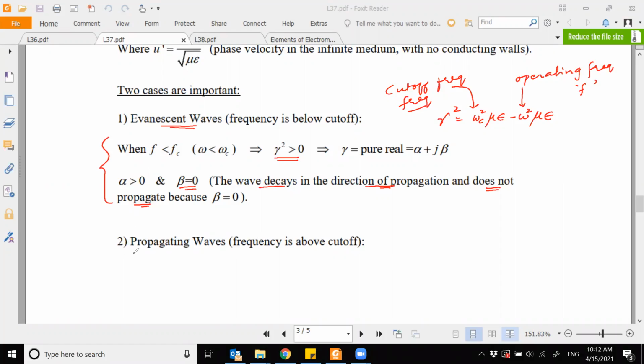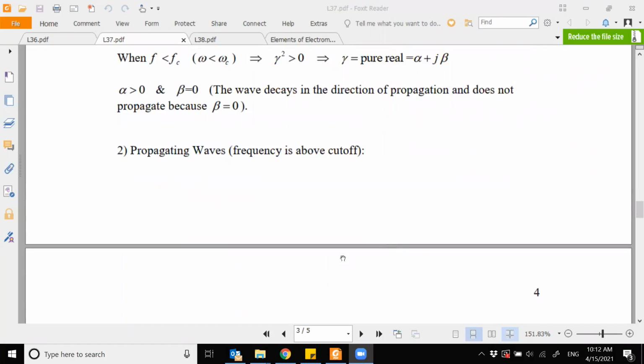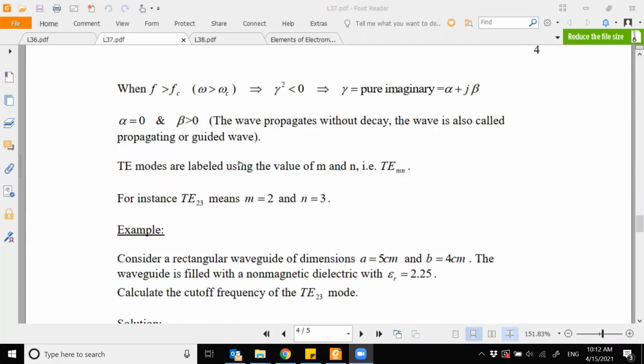The second one is propagating waves. What do you mean by propagating waves? These are the waves which are above the cutoff. That means the frequency of operation of my electromagnetic wave is greater than the cutoff frequency. So in this case, gamma square becomes less than 0, because gamma square is omega c square mu epsilon minus omega square mu epsilon. So it becomes pure imaginary. In this case, alpha becomes 0 and my beta, which is my imaginary term, is no longer 0.